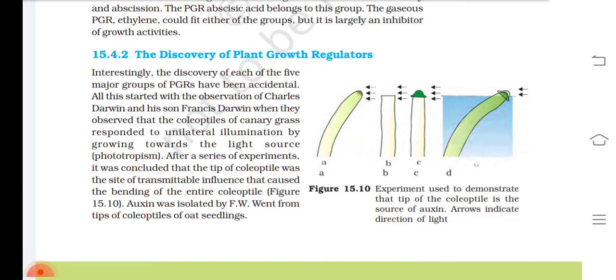After a series of experiments, it was concluded that the tip of the coleoptile was the site of a transmittable influence that caused the bending of the entire coleoptile, as given in figure 15.10. Auxin was isolated by F.W. Went from tips of coleoptiles of oat seedlings.